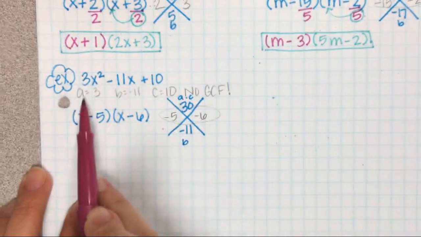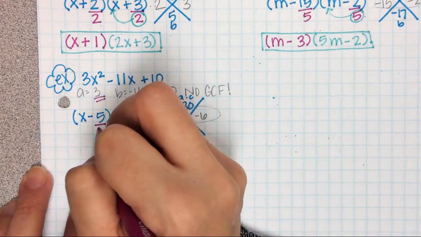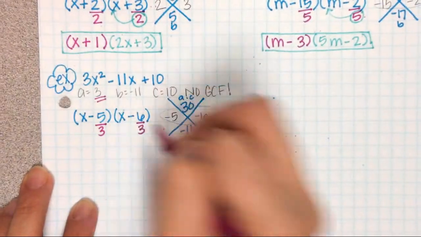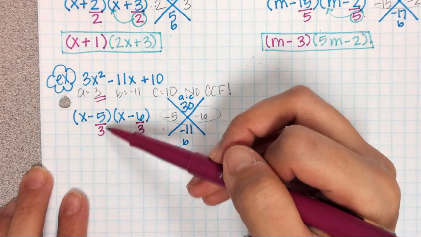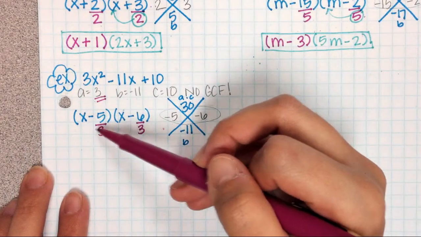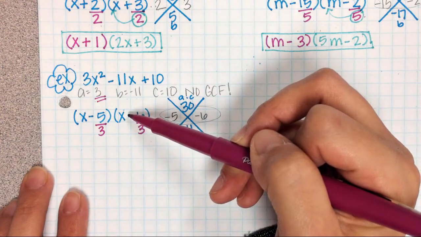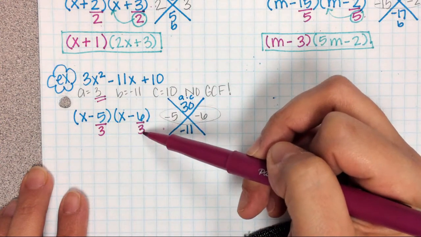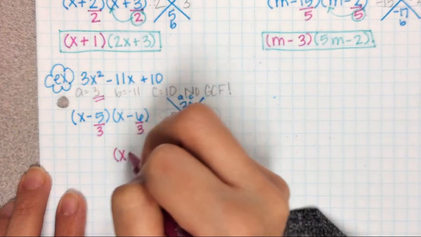No GCF. A is not 1. Divide by your A. Divide by 3. Divide by 3. 5 divided by 3 I can't do, and I can't simplify, so I'll come back to that one in a little bit, just because of my color coding. Negative 6 divided by 3, I can do. It's negative 2. So this is x minus 2.